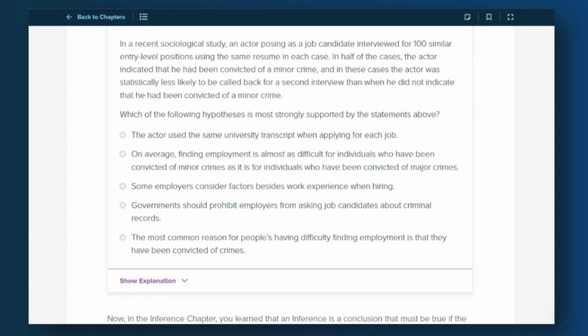A, therefore, the actor used the same university transcript when applying for each job. This isn't a conclusion so much as additional information, which is not what we need here.